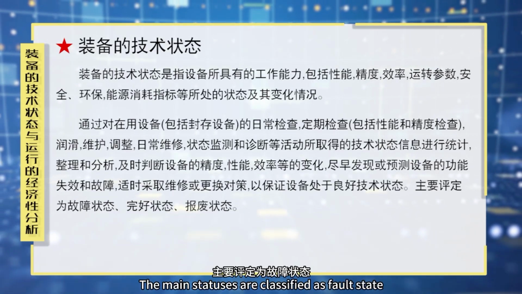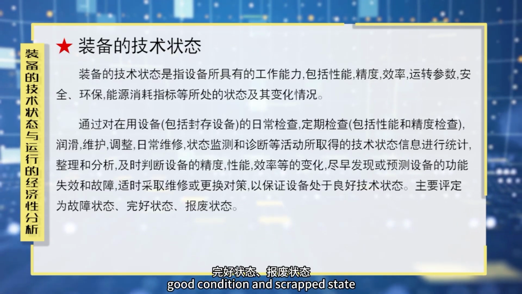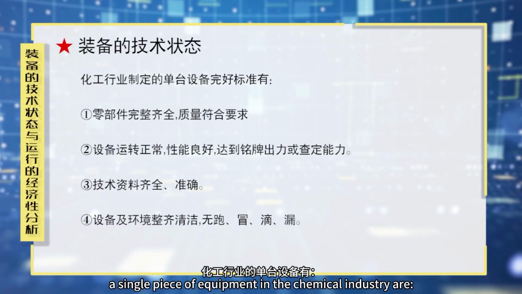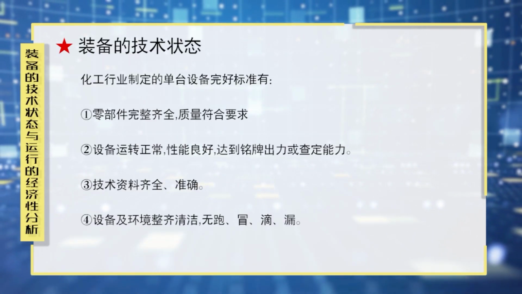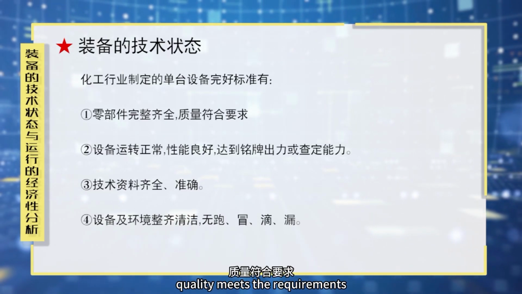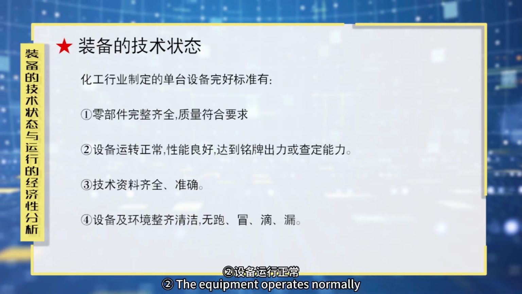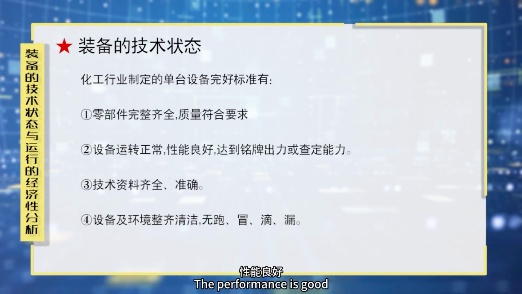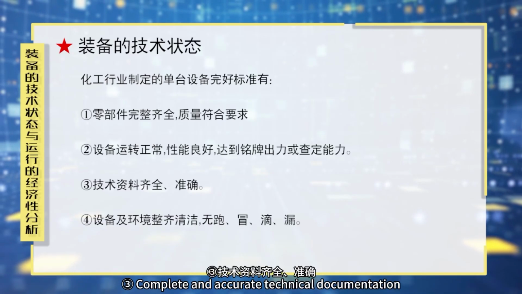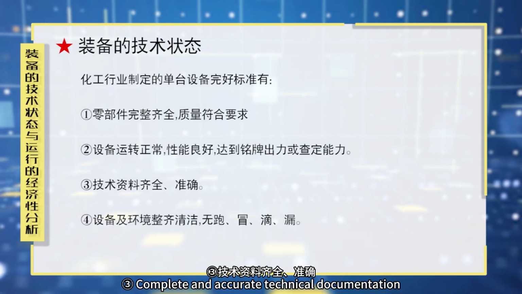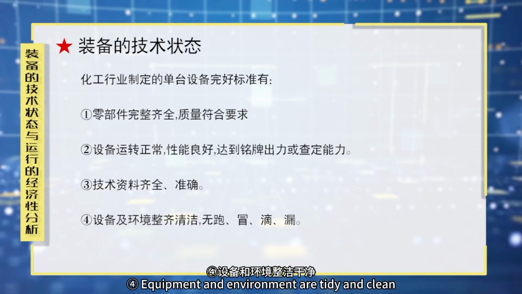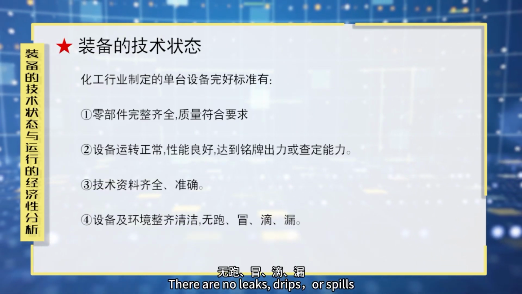The main statuses are classified as fault state, good condition, and scrapped state. The standards for the good condition of a single piece of equipment in the chemical industry are: first, complete and intact components, quality meets the requirements. Second, the equipment operates normally. The performance is good. It meets the rated output or inspection capacity. Third, complete and accurate technical documentation. Fourth, equipment and environment are tidy and clean. There are no leaks, drips, or spills.